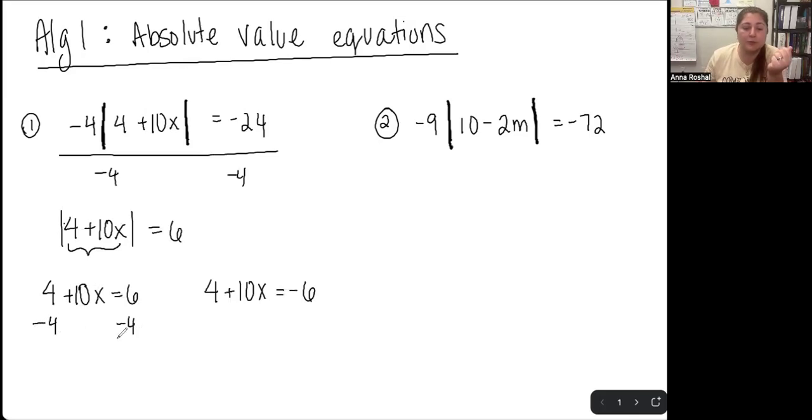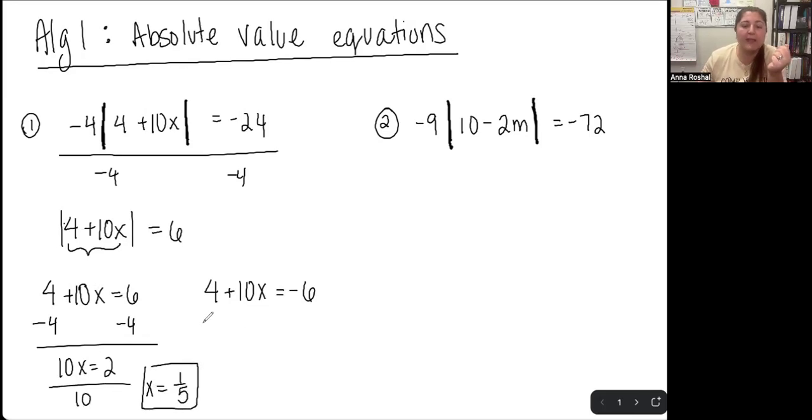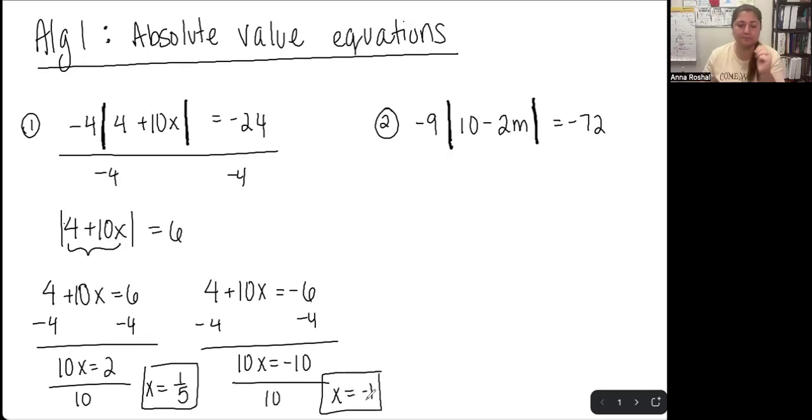I'm going to subtract 4 on both sides. I'm going to end up with 10x equals 2. Divide both sides by 10. X equals 1/5 simplified. Same business here. I'm going to subtract 4 on both sides and end up with 10x equals -10. Divide both sides by 10. X equals -1. And that's it. That's the end of that.